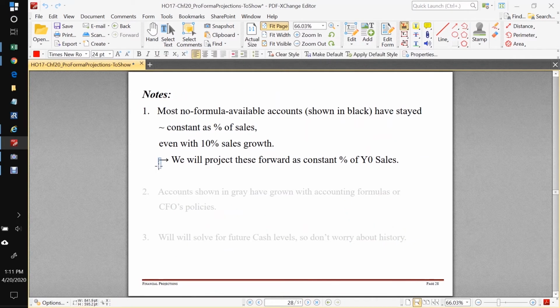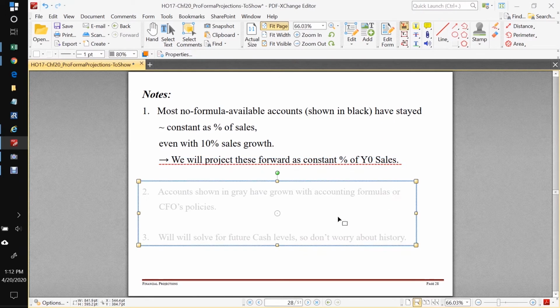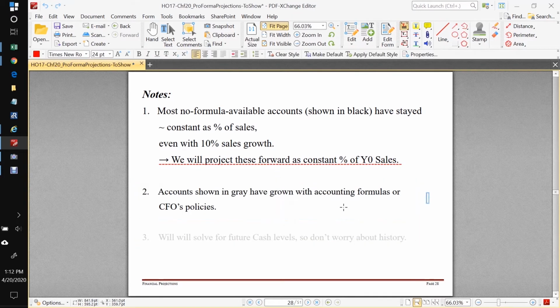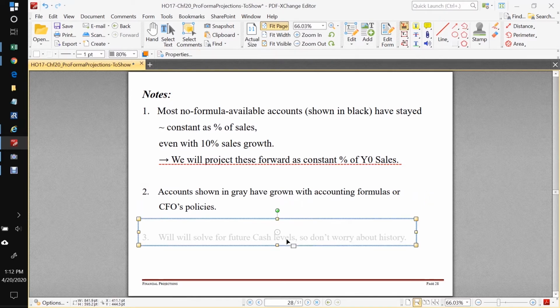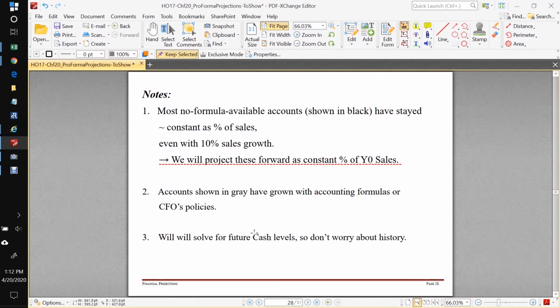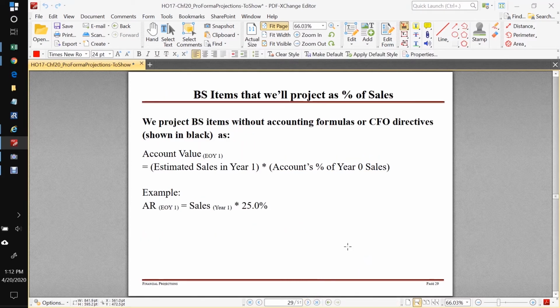So anything we don't have a directive for on the balance sheet, we're going to project forward as a constant percent of Y0 sales too. And the things shown in gray on the right, we do have formulas or CFO policies for. Cash level is the big question from the CFO, so we're not going to worry about the history of that.